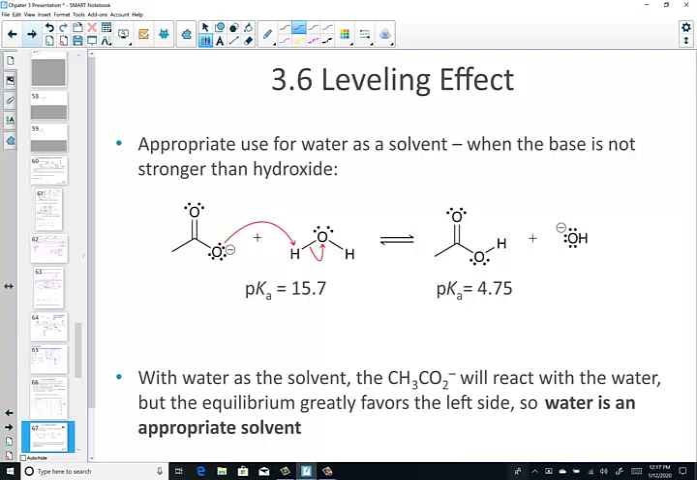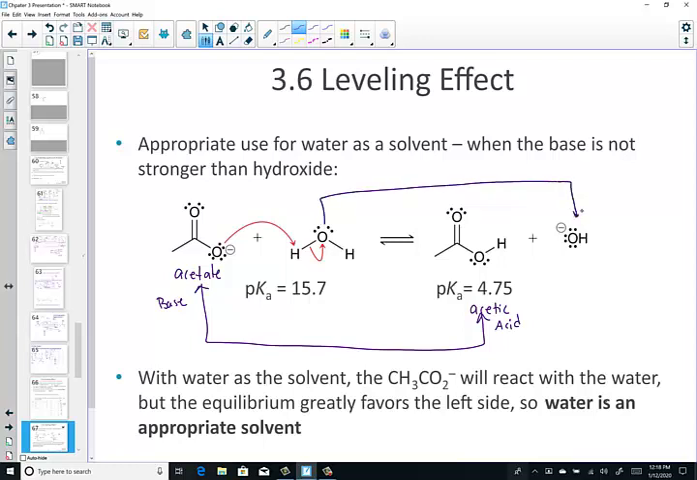Appropriate use of water as a solvent when the base is not stronger than hydroxide. All right, so here we have the acetate ion. This is the conjugate base of the acid acetic acid. These two are referred to as conjugate pairs in the Bronsted-Lowry theory. Water, H2O, has a conjugate base of hydroxide. Those two are conjugate pairs.